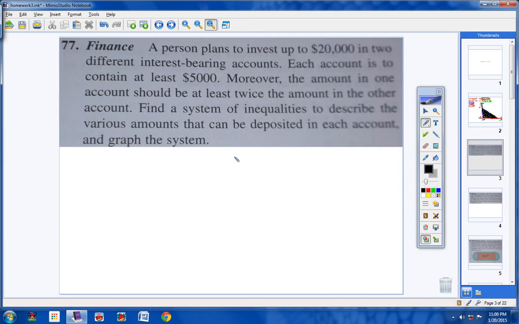Okay, a person plans to invest up to $20,000 in two different interest-bearing accounts. Each account is to contain at least $5,000. Okay, so let's stop right there. Two accounts, so we're going to call it account number 1 and account number 2. Both accounts must have at least $5,000 invested in each account.